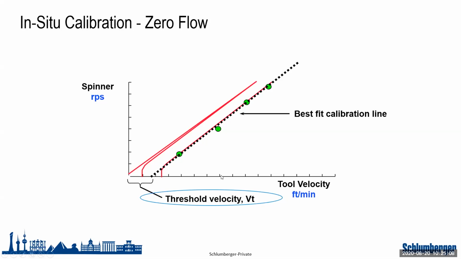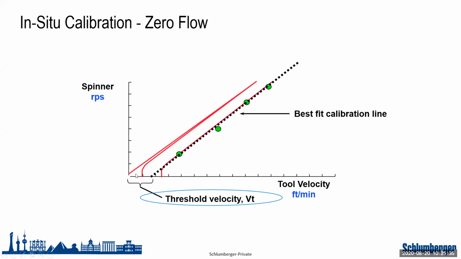Then I was moving the cable at, let's consider that this is the zero flow zone that we saw in the previous slide, yeah? I am moving my cable at 60 feet per minute. So what is the RPS that my spinner is reading at 60 feet per minute? And so on, with all the different cable velocities. And then we are going to trace, or the software actually, or you can do it by hand, we will trace here a best fit calibration line.